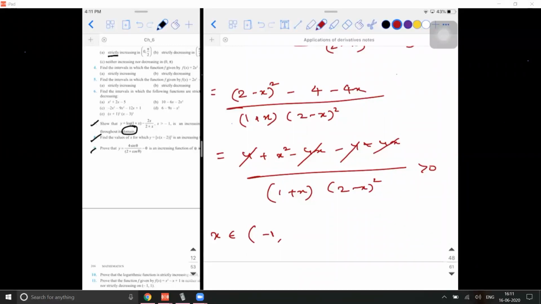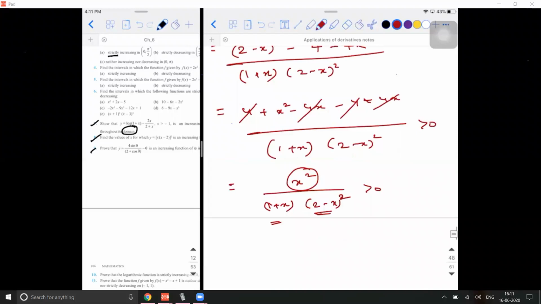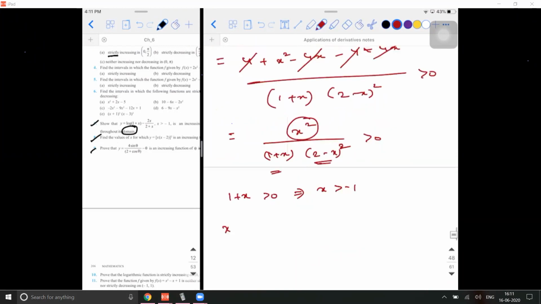See, it is again the same logic. I'm not sure what is confusing you guys. Listen, I have the same logic. X square over 1 plus x into 2 minus x the whole square. If it has to be greater than 0, it is going to be increasing. So x square is by default positive. 2 minus x the whole square is by default positive. When will 1 plus x also be positive? When 1 plus x is greater than 0, x will be greater than minus 1. But in this case, you are not supposed to write minus 1 to infinity.